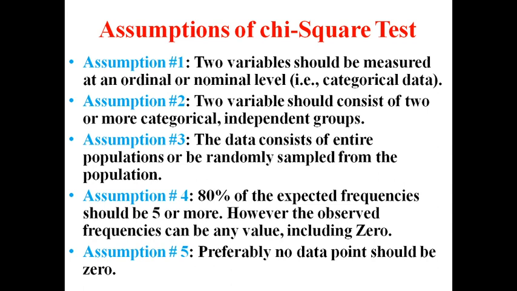The fourth assumption is that 80% of the expected frequencies should be 5 or more. So when we collect data, there will be observed frequency, and on the basis of observed frequency we calculate expected frequency by using the formula row total times column total divided by grand total. When we calculate the expected frequencies, their value should not be less than 5. However, the observed frequency can be any value including 0. Preferably no data point should be 0. It is advisable that our data should not be 0.